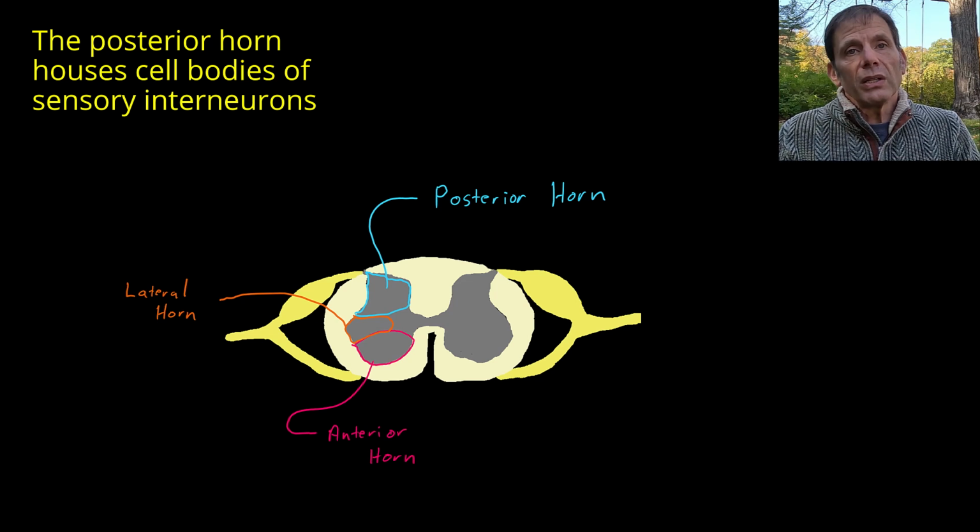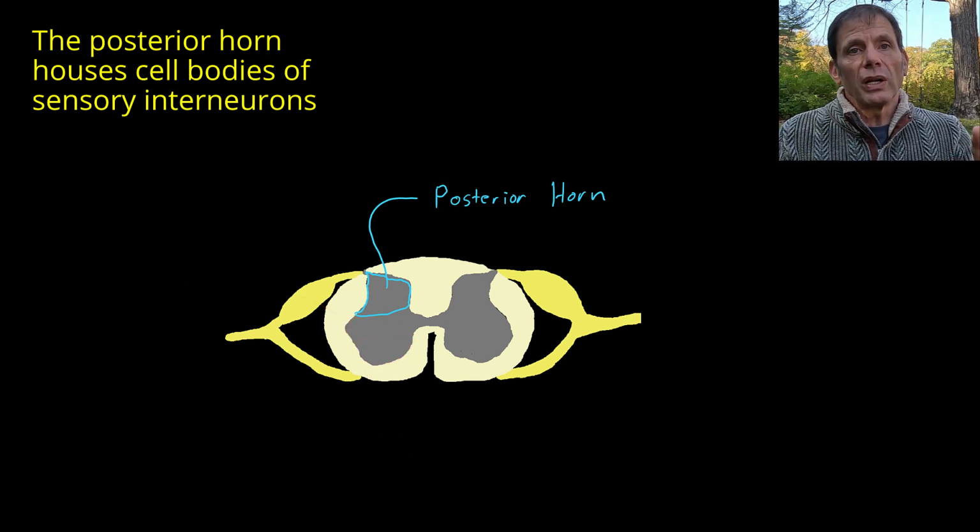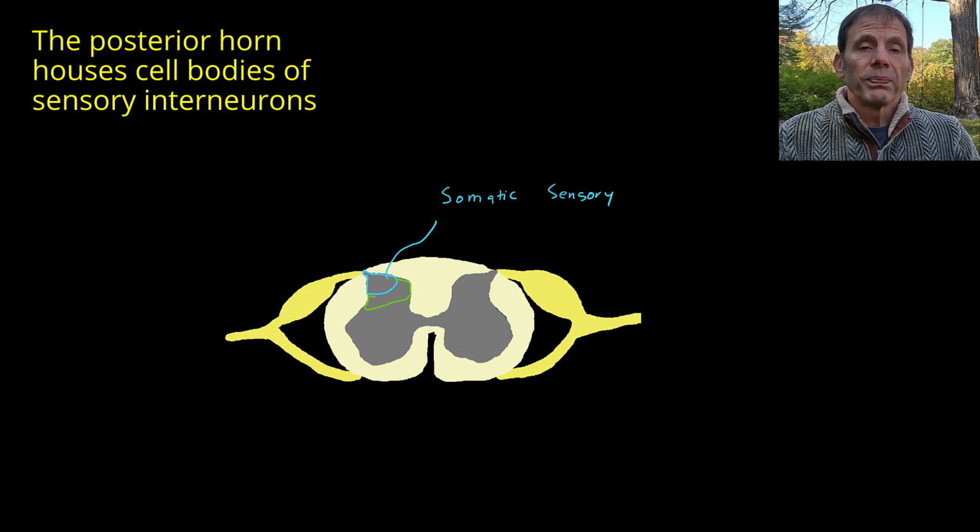That's a crude summary of the gray and white matter in the spinal cord, but if we want to look at specific pathways, we have to be more specific. The posterior gray horn of the spinal cord houses the cell bodies of sensory neurons. The most posterior part of the horn houses the somatosensory neurons, and a little closer to the central canal, we see cell bodies for visceral sensory neurons.